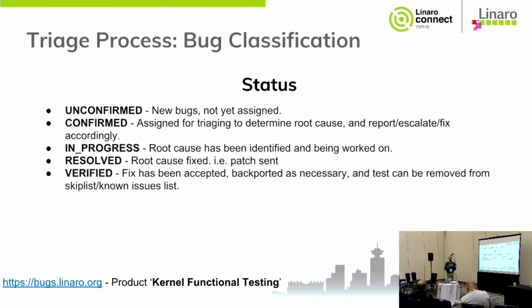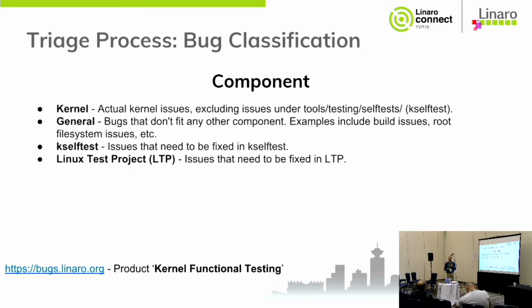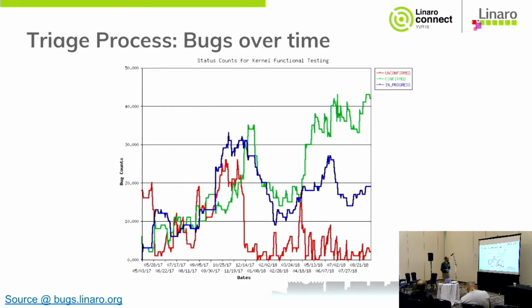So now we have this set of resolved bugs, and I think I have, let me skip and go back. So this is a Bugzilla graph. This is the one graph it gives you over time.